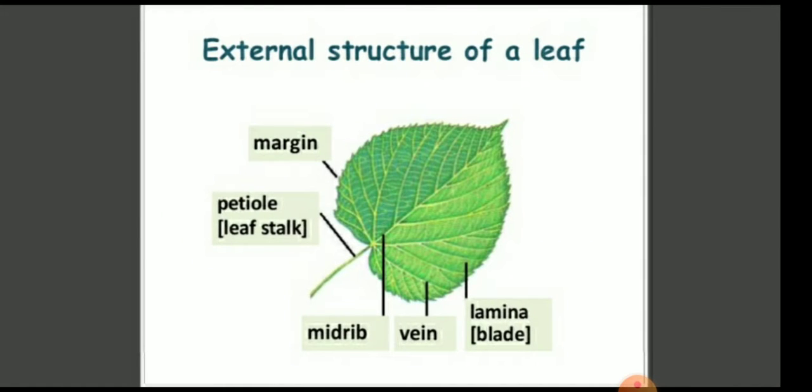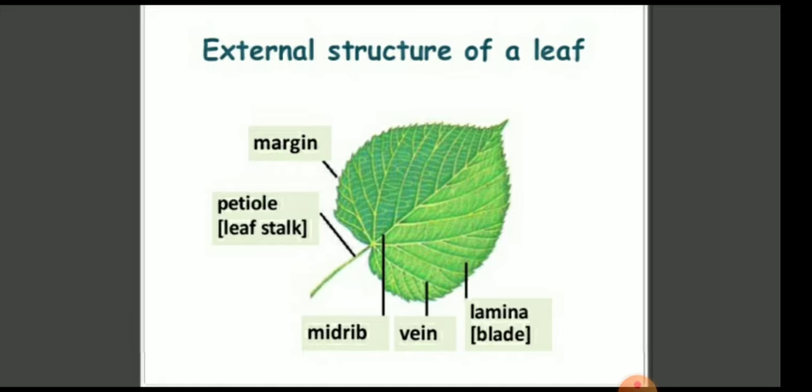Children, this is the external structure of the leaf. You can easily see the flat green part of a leaf is known as the lamina, or we can say the leaf blade. It is attached to the stem by means of a short stalk, so it is called the petiole or leaf stalk.